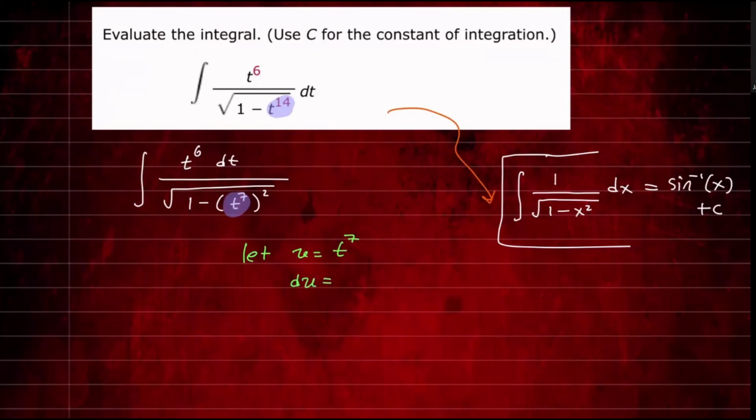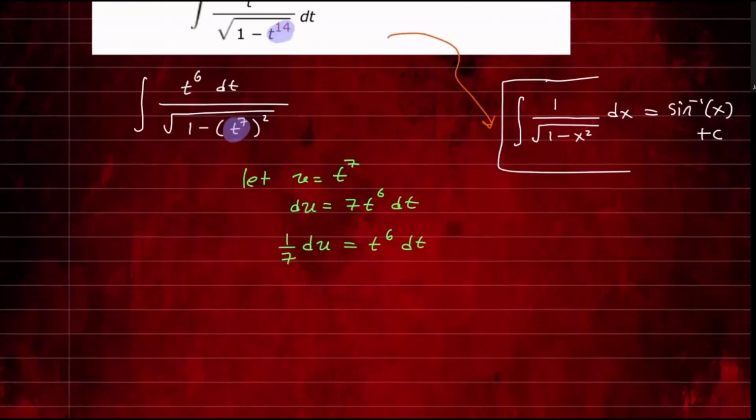Then the derivative of it is 7t to the 6 dt. And that's exactly what we have here, with the adjustment of the 7. So if I divide both sides by 7, I have 1/7 du equal to t to the 6 dt. All right, now we're ready to substitute everything back. So we know u is replaced by that, and then 1/7 du will be replacing this. So our integral now becomes the following.